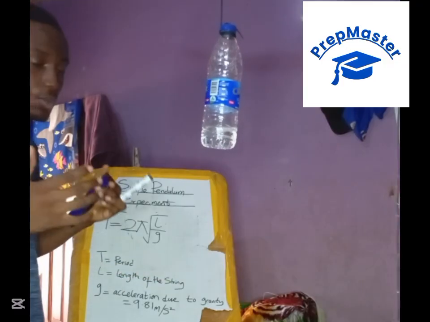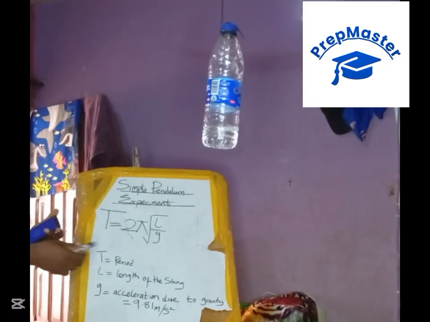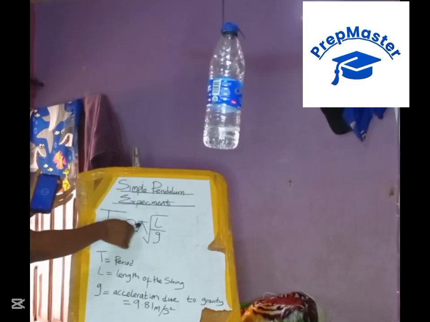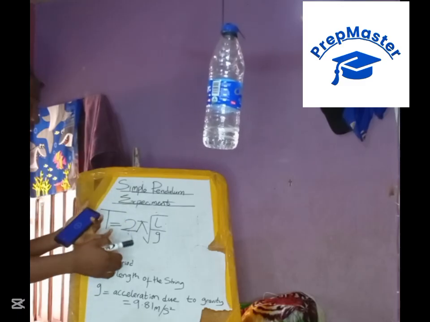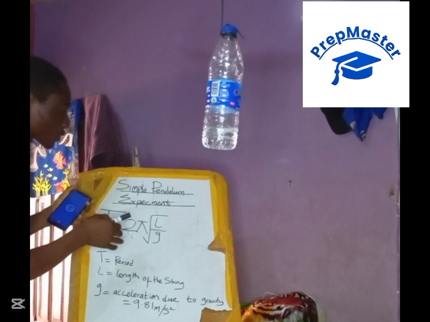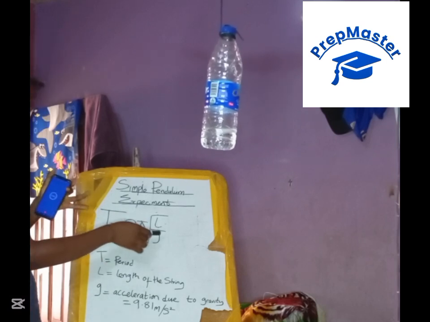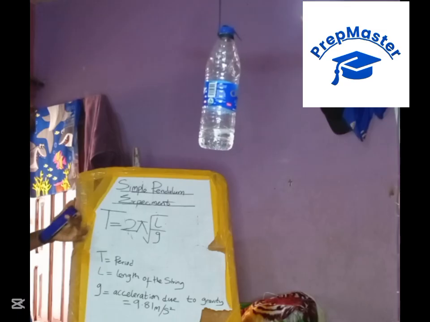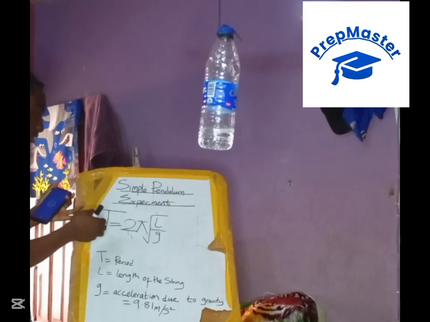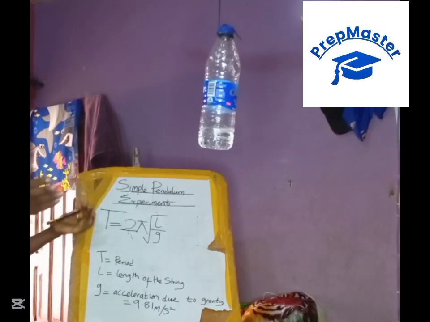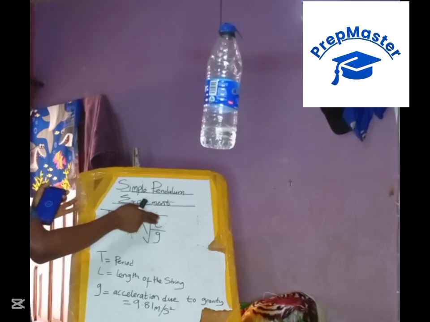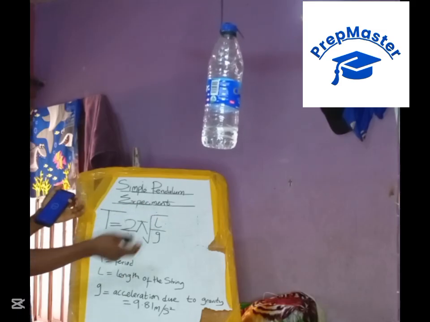So in today's video, we want to prove that the period of oscillation, which is T equals 2 pi root L over g, is actually dependent on only the length and the acceleration due to gravity. So this means that the period of oscillation does not depend on the mass, or on anything else apart from the length and the acceleration due to gravity.